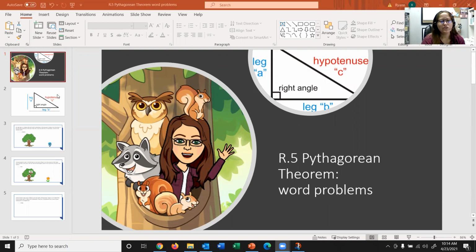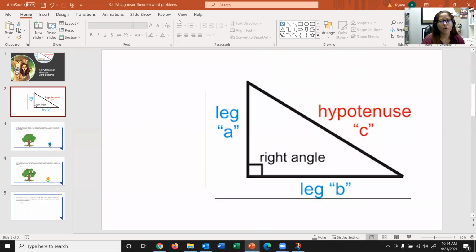Okay, so a quick reminder: the Pythagorean theorem works with right triangles. We have leg A, which is one of the sides of the triangle, leg B, which is another side of the triangle, and then we have our hypotenuse, which is the longest side, or C. You can always look for the right angle indicator, and the side directly across from that is going to be your longest side, or your hypotenuse, okay?